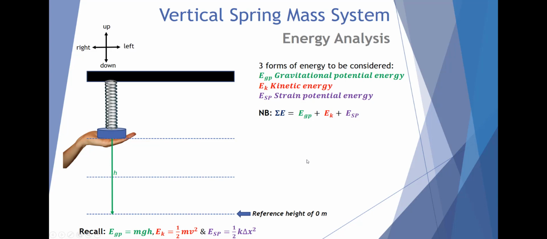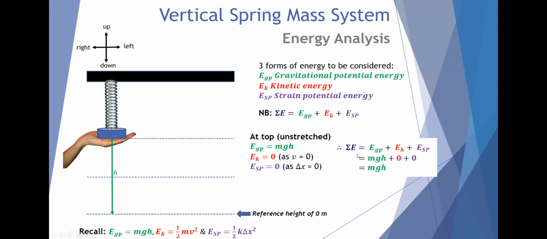So, a reminder that anywhere in the system at any time, no matter where the mass in the spring is, the total energy is going to be the sum of the gravitational potential, the kinetic and the strain potential. So at the top, when it's unstretched, we definitely have a gravitational potential, mgh. Because the speed is 0, there is no kinetic energy, and because there's no extension, there's no strain potential energy.